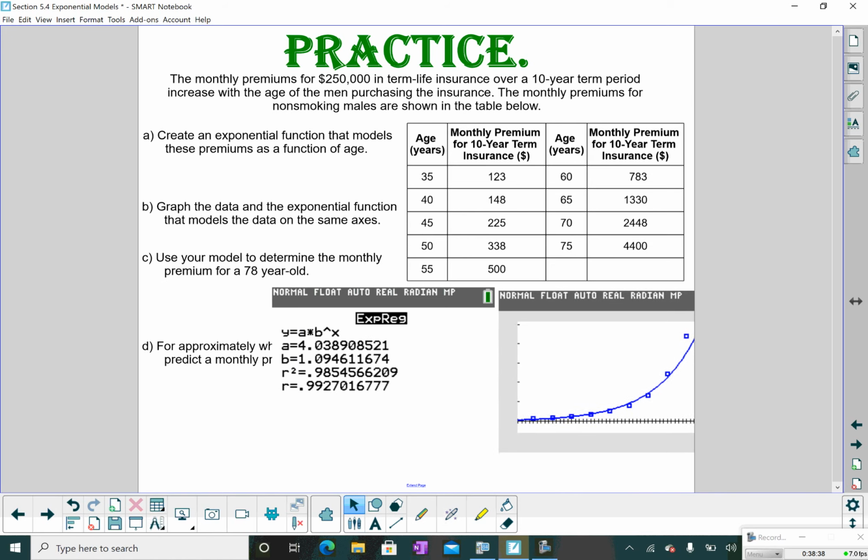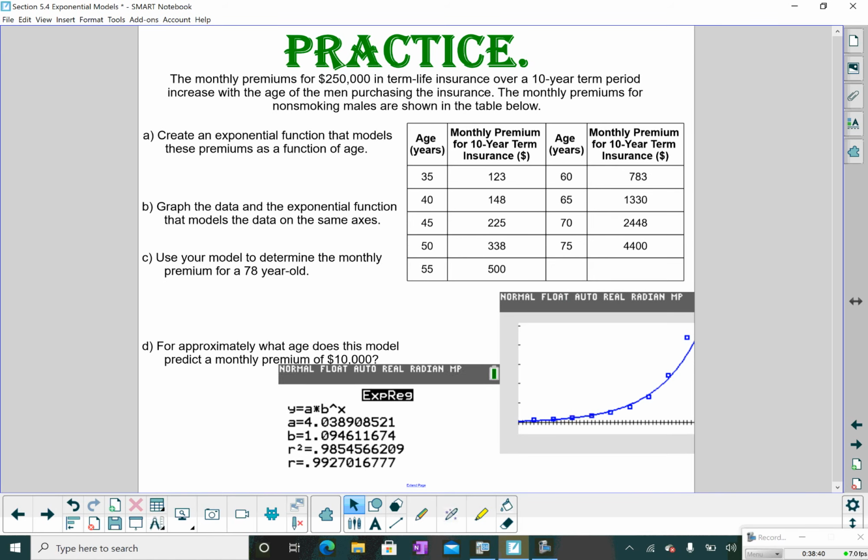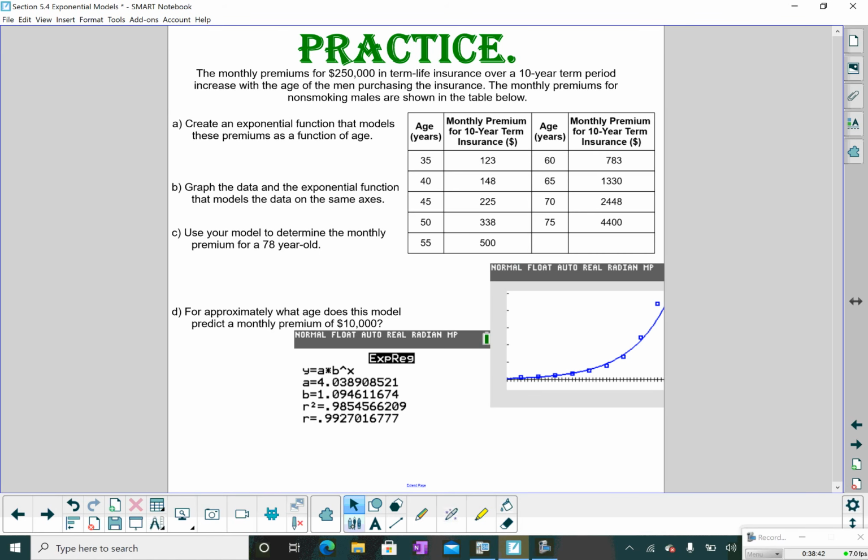Okay, so the function itself is y equals, again, I'll give this 3 decimal places. My a value is 4.039, and my b is 1.095 to the x power, where x represents the age. Let's jump down to part C now.